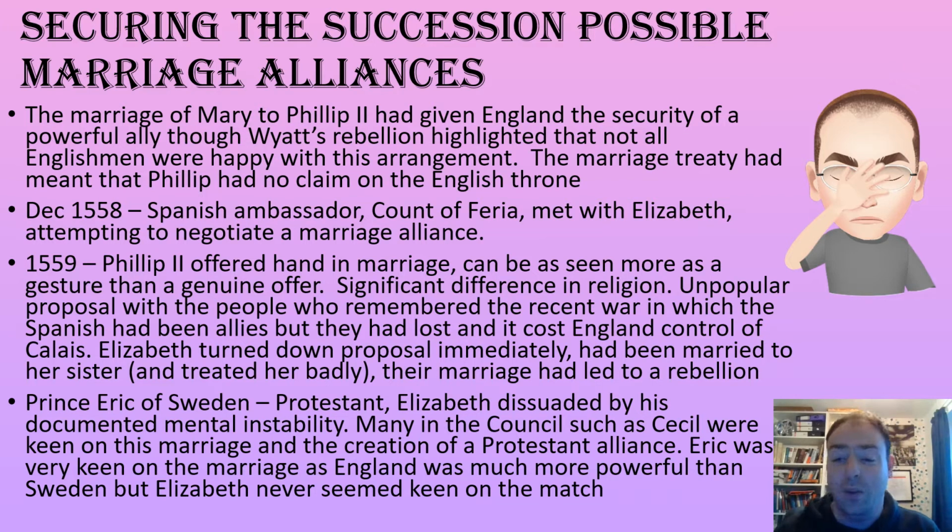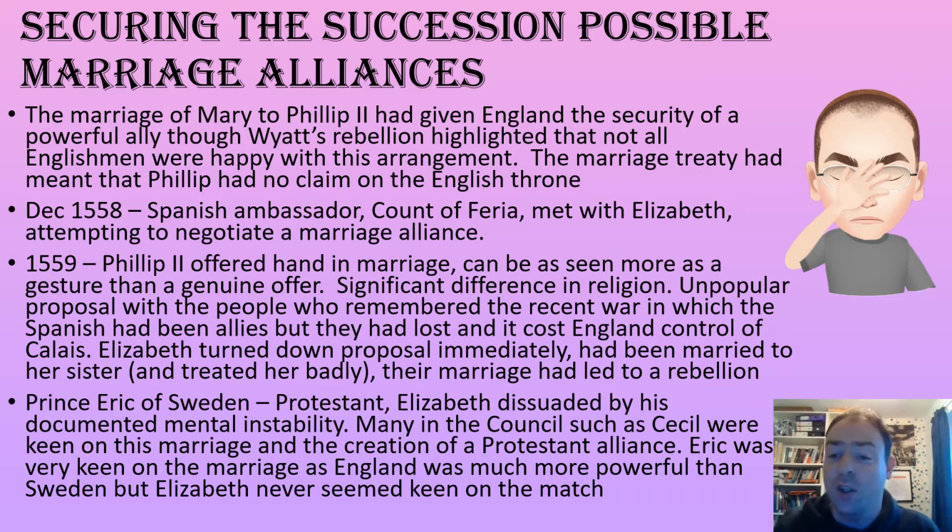There was a significant difference, obviously, because Philip is very committedly Catholic and Elizabeth is Protestant. It was unpopular with a lot of English people and a lot of people at the court, because there'd been the recent war. Spain had not been a great ally, and England got involved with the war with France on Spain's behalf, and ended up losing control of Calais, which was a very treasured possession of the English.